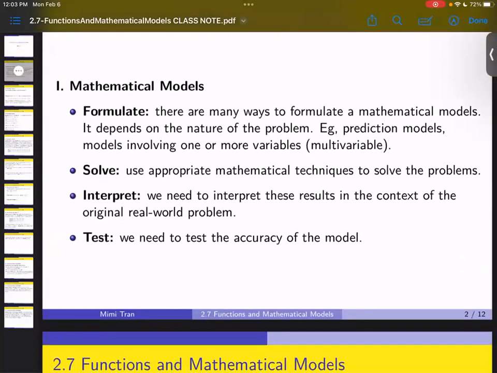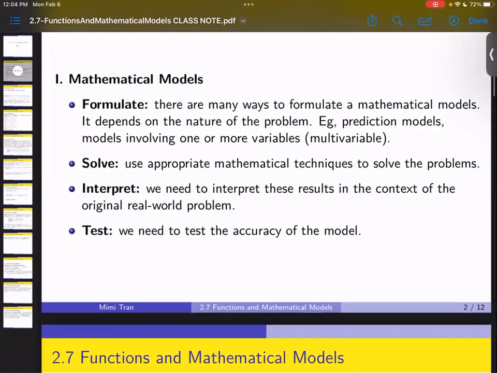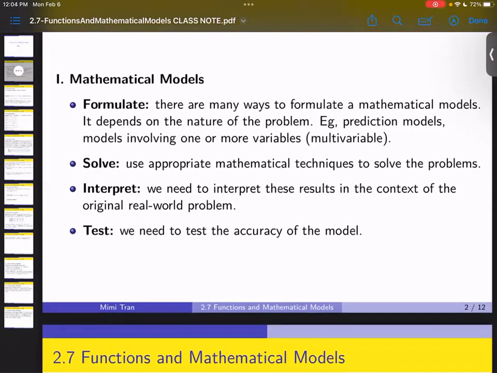Before we actually go into a problem, let me show you a way to formulate your mathematical models. There are many types of mathematical models that you're going to see. They can be prediction models, like linear regression, right? Or the model involves one or more variables, which they call multivariable problems, which we're not going to see in this class. Second, once you formulate your problem, you're going to solve it using an appropriate mathematical approach or technique, right? Each model has its own techniques. So first, recognize the model and then use the appropriate technique for that model.